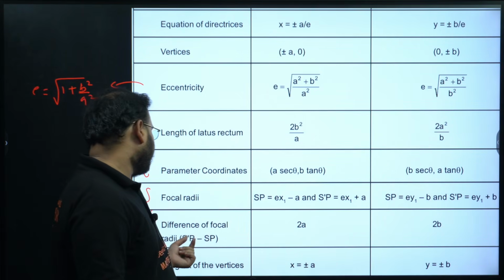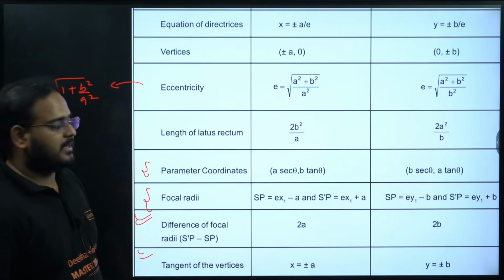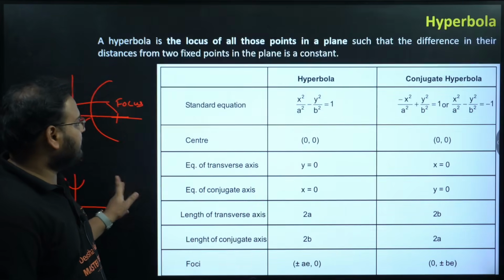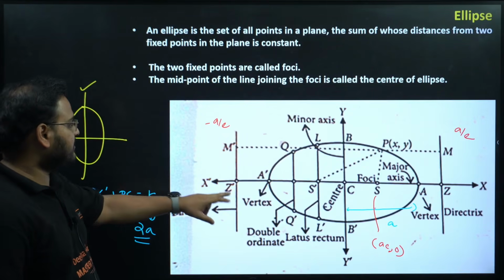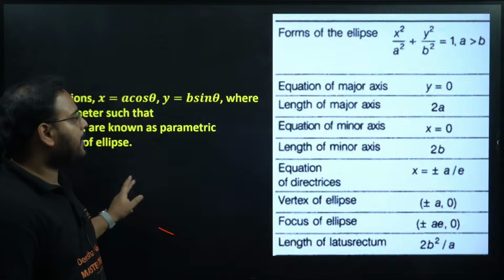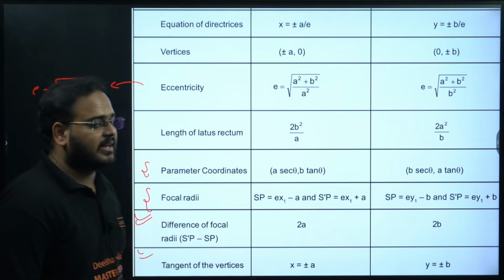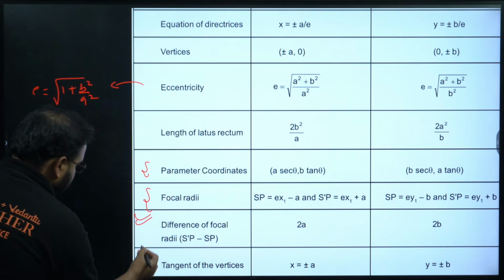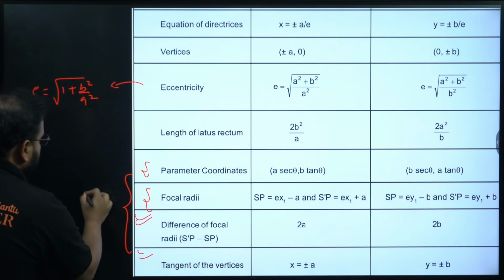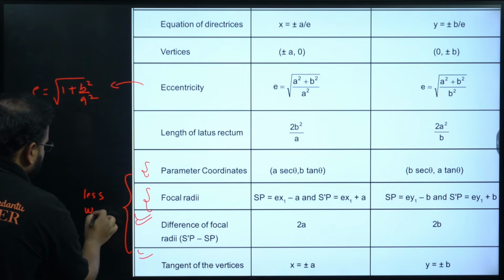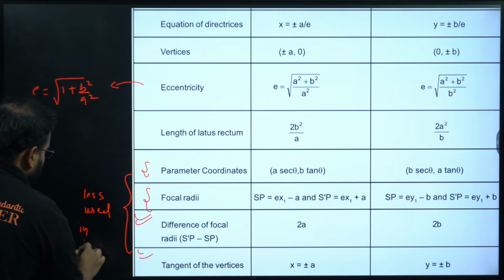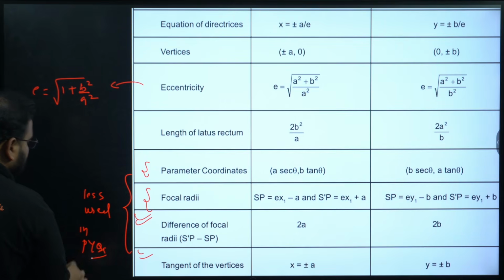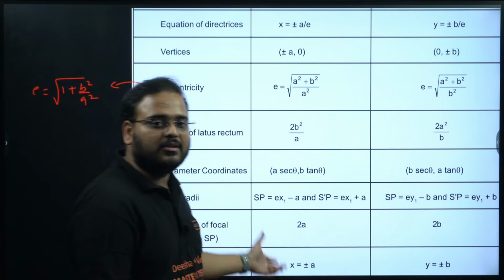Difference of focal radii is S'P minus SP. How does it come? In the same format, if you draw the same figure with S'P and SP, you'll get the result like this. This is also rarely used. These last four are less used in PYQs. If you see the last 10 years of questions, there are few questions on these forms.